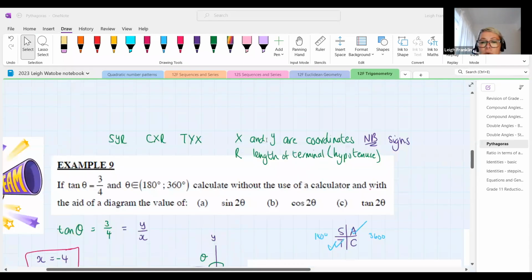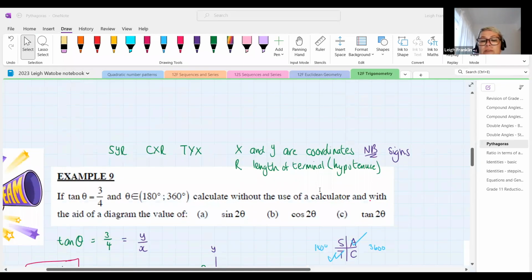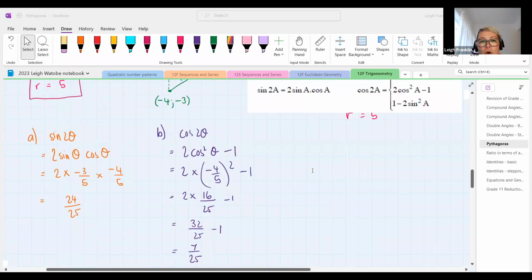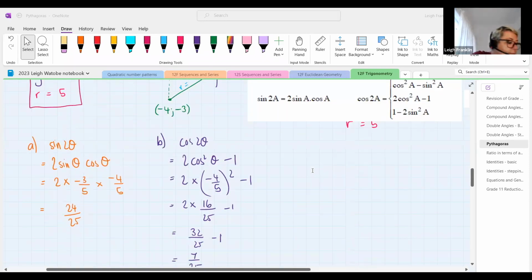All right, and then the last question that they gave us for question C was tan 2 theta. So let's just talk a little bit about tan 2 theta. What I'm going to do is I'm just going to scooch over to the side. So what did I do? There we go. Hold on, just clicked on the wrong thing.